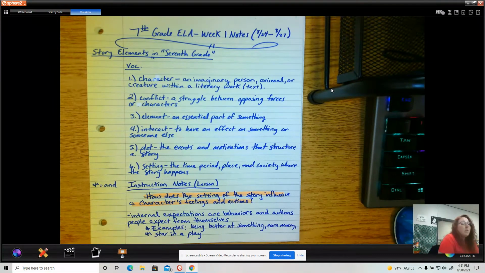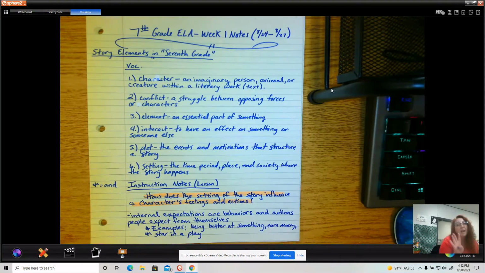So our first vocab word is character. It's an imaginary person, animal, or creature within a literary work. Remember that literary work means text, so story or poem. Conflict, a struggle between opposing forces or characters. It's also known as the problem of your story.